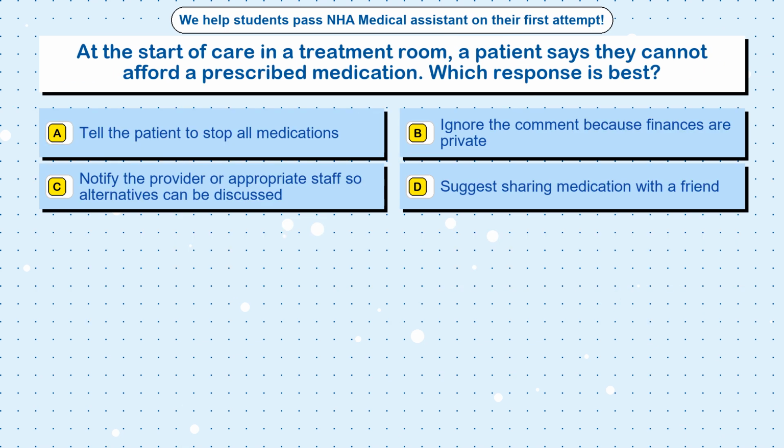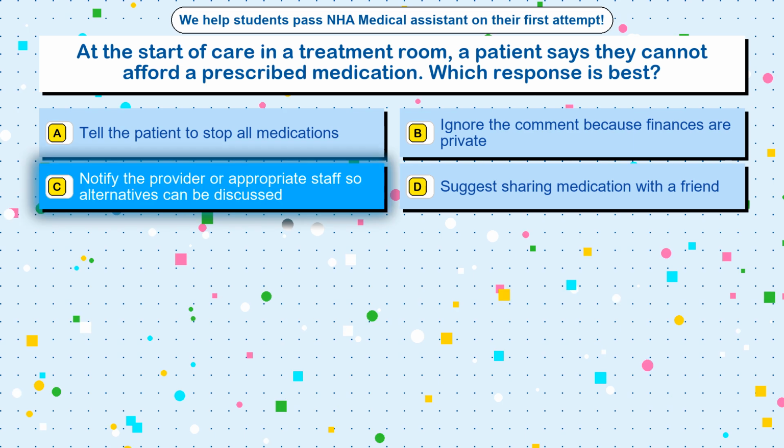Question 49. At the start of care in a treatment room, a patient says they cannot afford a prescribed medication. Which response is best? Option A, tell the patient to stop all medications. Option B, ignore the comment because finances are private. Option C, notify the provider or appropriate staff so alternatives can be discussed. Option D, suggest sharing medication with a friend. The correct answer is option C, notify the provider or appropriate staff so alternatives can be discussed.